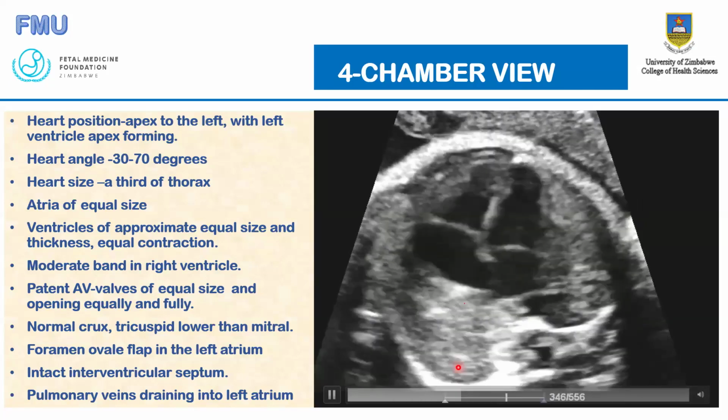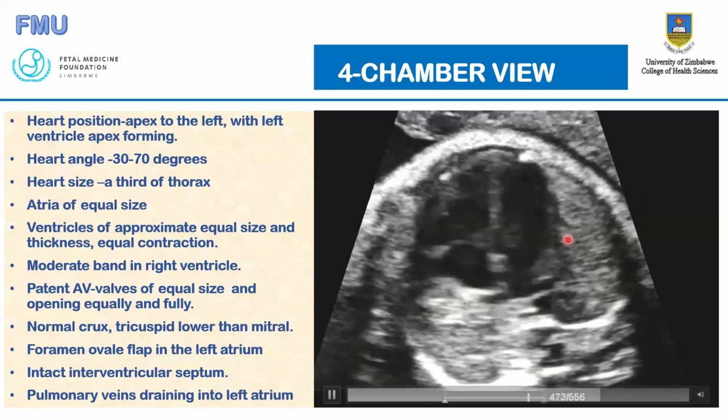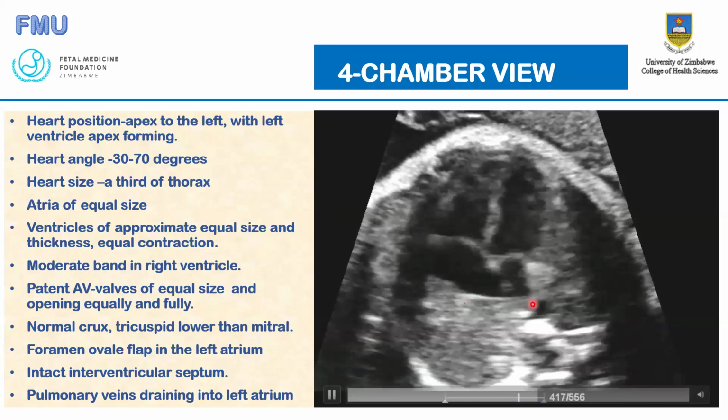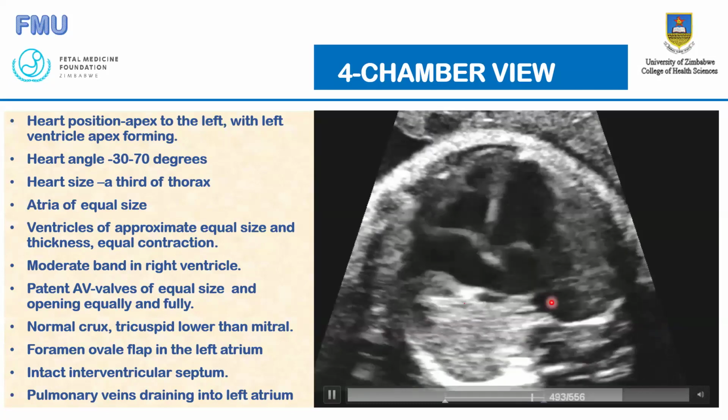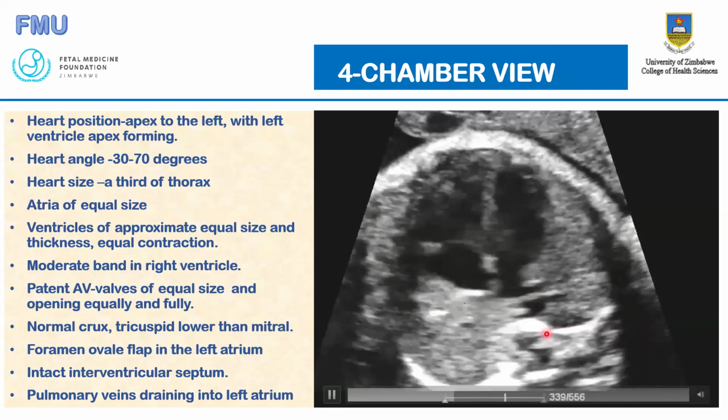So the right lung will probably appear bigger than the left, because some of the space of the left lung is taken by the heart. Then there is a vessel you are seeing here. This vessel is the aorta, the descending aorta. You should always see one vessel.